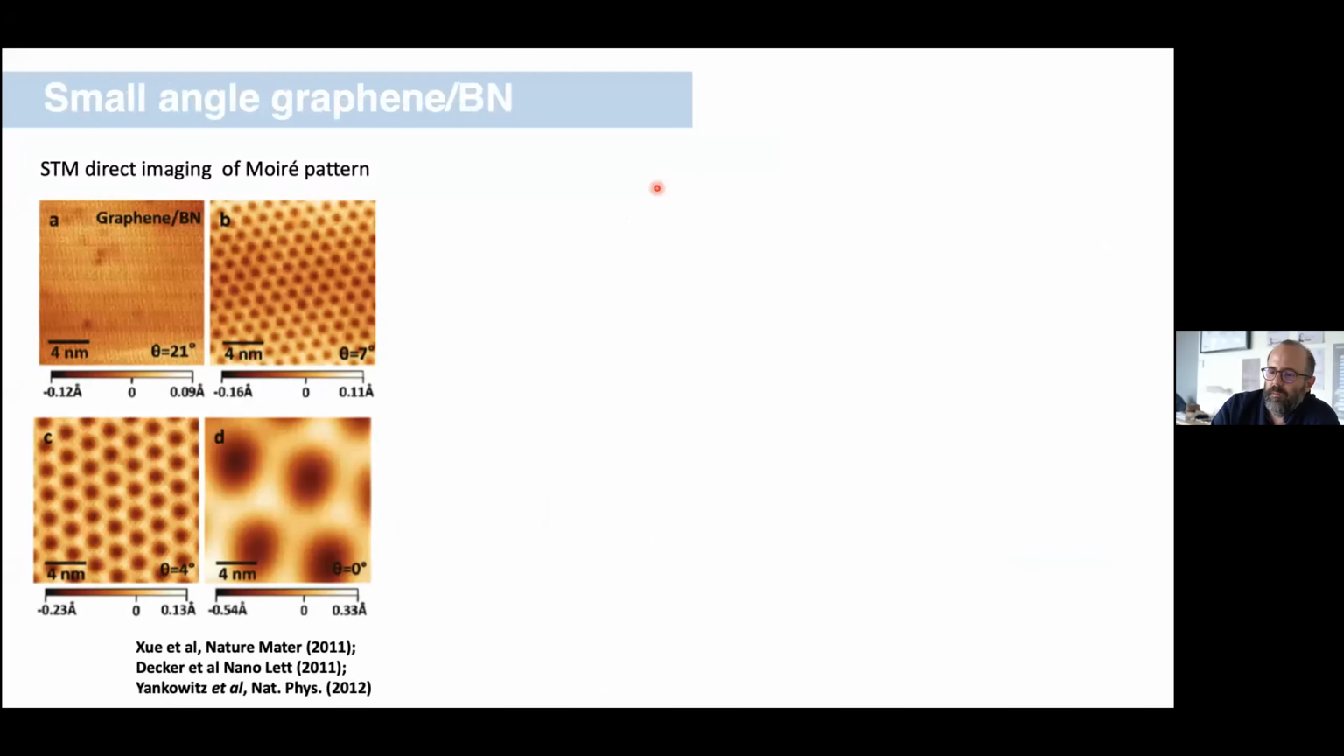The question is, does this really happen? And the answer is yes, it absolutely really happens. So here's some STM, scanning tunneling microscopy, imaging of graphene on BN. And what you see here is real space imaging. This is topography imaging, and these honeycomb structures that you see are not atomic lattices. This is the moire lattice that's being imaged. In this case, it's graphene on BN. And as you go through A, B, C, D, what's happening is the twist angle is decreasing between the graphene and the BN. And what you're seeing is that this moire pattern is getting bigger and bigger, just as we predicted in the sort of cartoon image in the slide previous.